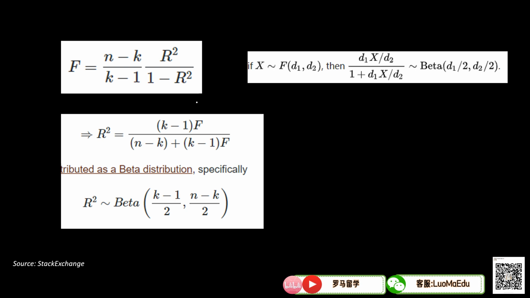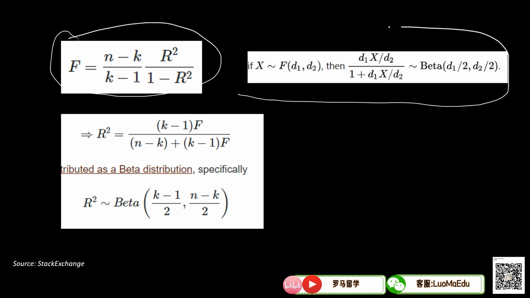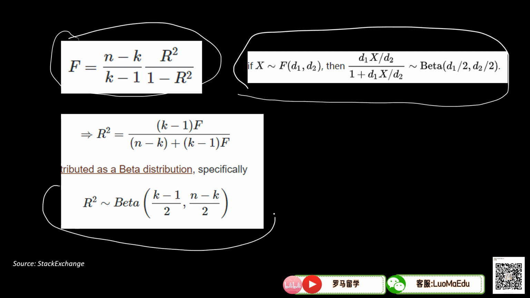R square has some relationship with the F distribution, and the F distribution also has some relationship with the beta distribution. So finally we get that R square follows a beta distribution. K here is the number of variables including the constant term. In this case, if we have only one x, K will be equal to 2. And N is the number of observations.